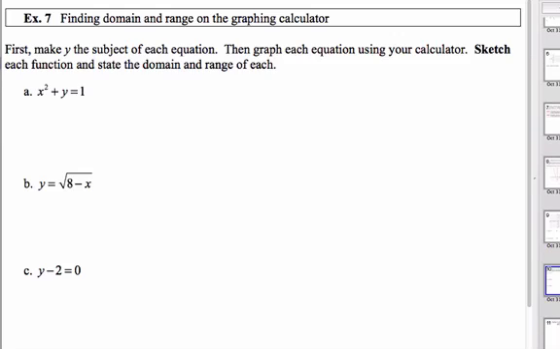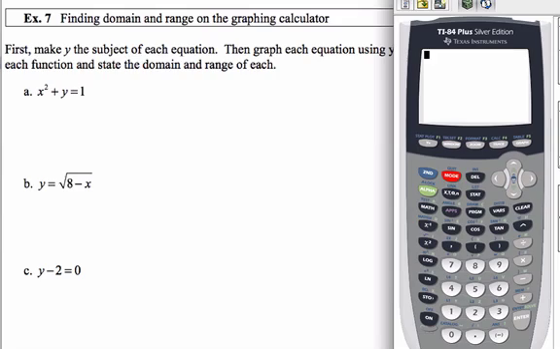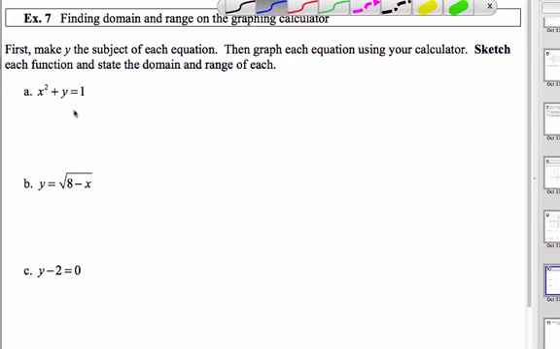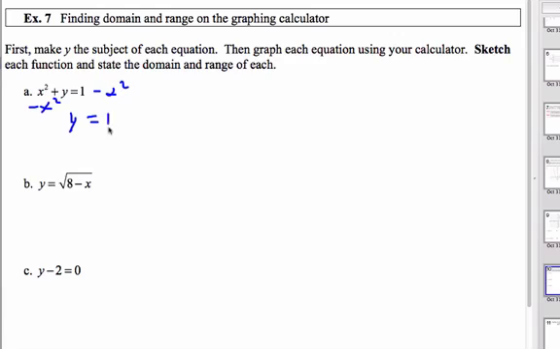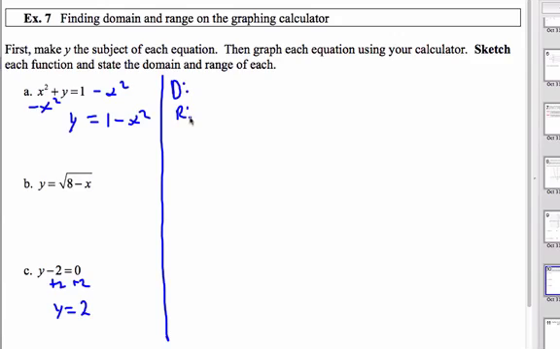In the next example, we're finding domain and range using the graphing calculator. Okay, before we put this into the calculator, we will need to solve for y. So we're going to subtract x squared from both sides, and we get y equals 1 minus x squared. And over here we have to add 2, so we get y equals 2. And then we're going to sketch each graph. We're going to tell the domain and range for each function, and then sketch each graph. So domain and range.